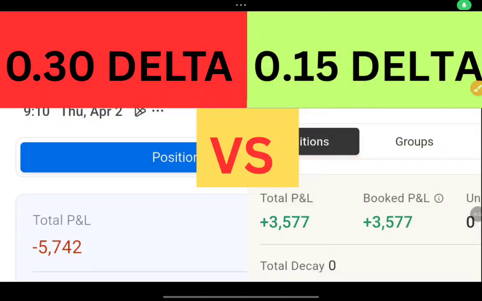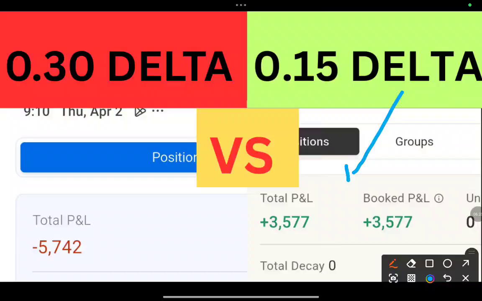Now the question might be coming to your mind: why did my second account make a profit with 0.15 delta while the other account made a loss? This is because, guys, 0.03 delta is an aggressive trade. It is too sensitive to any sudden spike, and that's why I saw the option premium rising aggressively, as against the 0.15, which is not that aggressive, and it absorbed the shock.